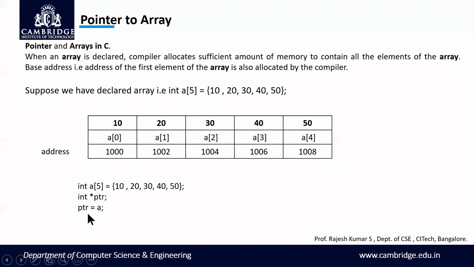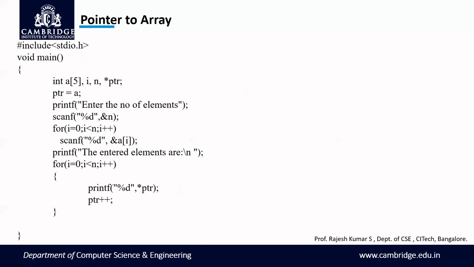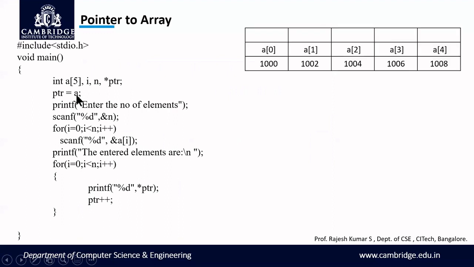Now, let me explain with an example program. In this particular example program, I have declared the array variable a[5], and i is a variable, n is a variable, and a pointer. You can see the array is an empty array, and the address, we have taken the first index to be at the address 1000. So 1002, because this array is of integer type, we are incrementing by 2 bytes: 1004, 1006, and 1008.